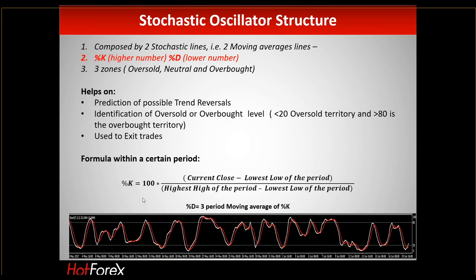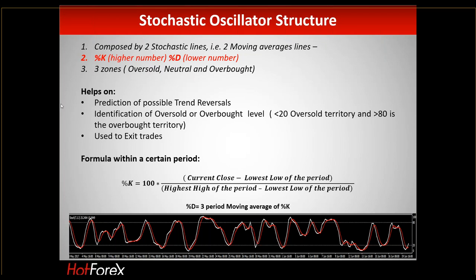And then the signal line, this D line here, is the smooth moving average. So here it says the 3-period moving average of the percentage K. So this gives you the one line, and this is a moving average of this line here. So it's a three period moving average of this line, and that's how the K and the D lines relate to one another. So one becomes the signal line, and one is the percentage K line. Okay, we'll see that when we look at some charts now.